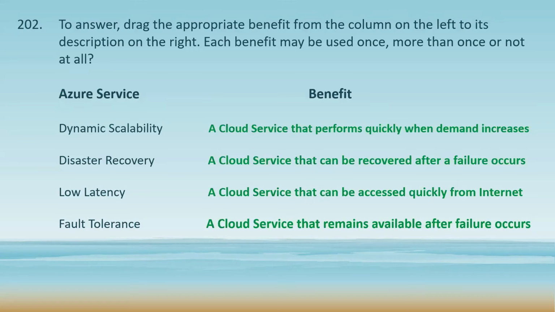The correct answers are now on your screen. When you talk about dynamic scalability, you are talking about a cloud service that performs quickly when demand increases. Then disaster recovery, a cloud service that can be recovered after a failure occurs. Low latency, a cloud service that can be accessed quickly from internet. Basically, for example, you want to browse a web page and the web page is rendered very quickly. That means there is very low latency in the equation. Then fault tolerance is a cloud service that remains available after failure occurs.